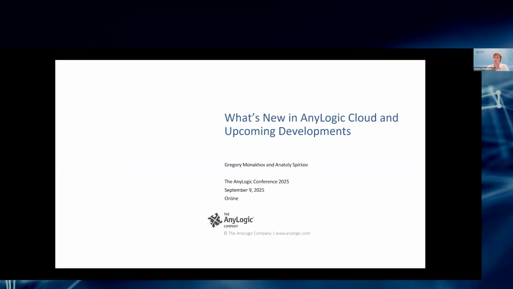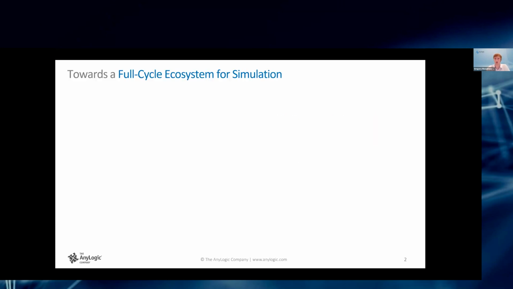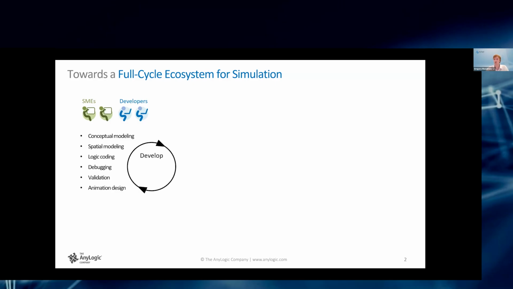But before we proceed to these improvements, let me start from the simulation modeling essentials, and we are going to talk about the full cycle ecosystem for simulation modeling. I think many of you have seen this concept, but I will repeat it. We have two cycles within the entire full cycle system. The first cycle is simulation modeling development.